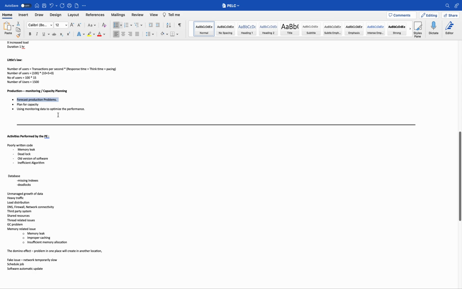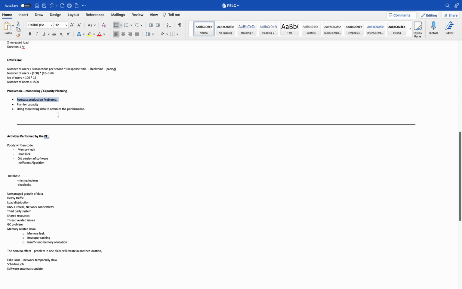In terms of monitoring trends, as a performance engineer we use a monitoring tool to collect data on various metrics such as CPU utilization, memory utilization, disk IO, and network traffic. By analyzing the trend in the metrics over time, they can identify patterns that may indicate a potential issue. So this comes under forecasting production problems.